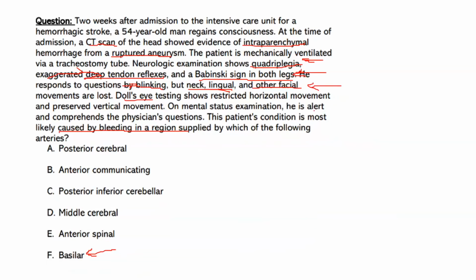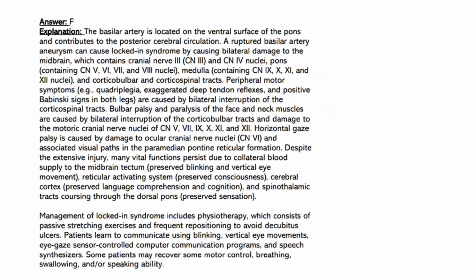Okay, so for this one, the answer is going to be the basilar artery, like we said. The patient has basically all of the classic signs of locked-in syndrome. He can't move anything at all except blinking and vertical eye movement. Okay, and so it's a lesion that affects the pons, that's going to be where the bleeding is, and the pons is supplied by the basilar artery. Okay.